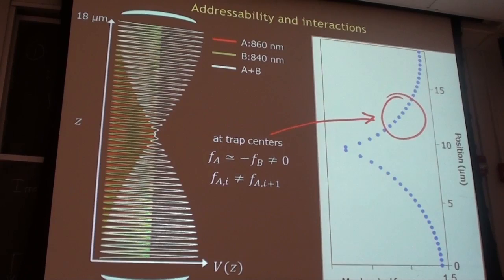Again, we're working at these locations within the superlattice, where it turns out that the force applied by each of these optical lattices is opposite because the atoms are at rest, at the equilibrium positions, but the force is not equal to zero. So by modulating the power in one of the beams, I actually get to move my mechanical oscillators up and down.